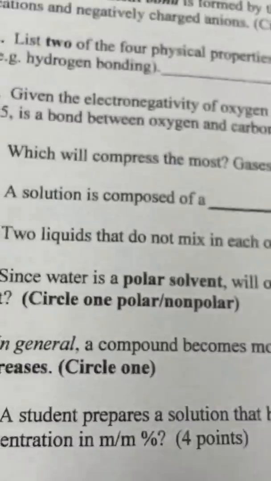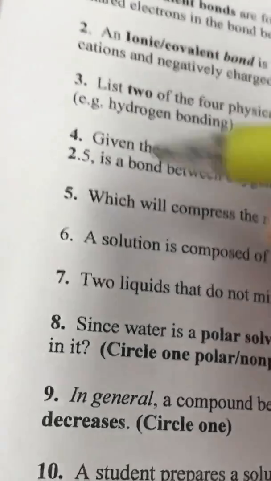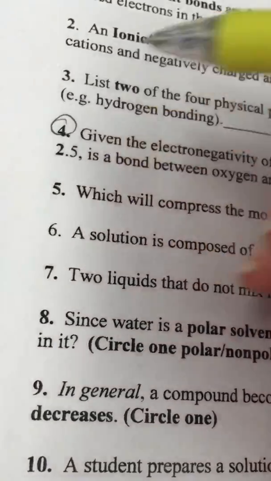We know that if the difference is 0.5 or greater, it's going to be polar covalent. If it's 2 or greater, it's going to be ionic. If it's less than 0.5, it's nonpolar. So I wrote that on the board last time.